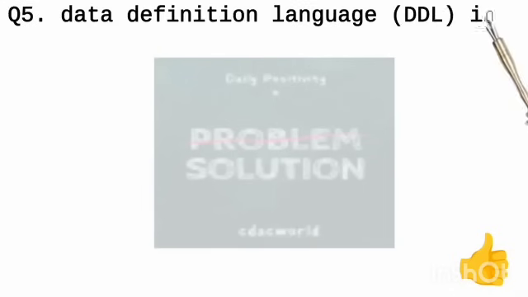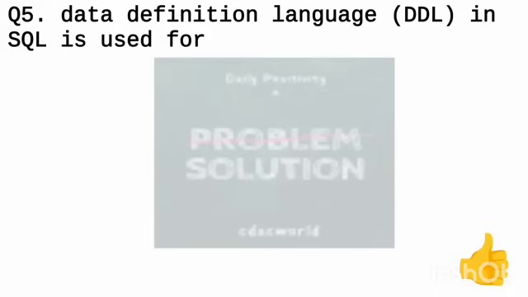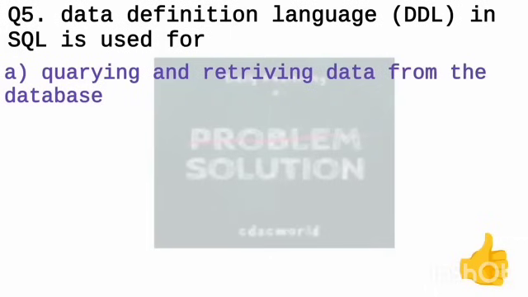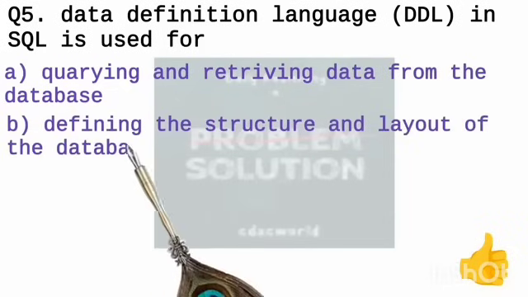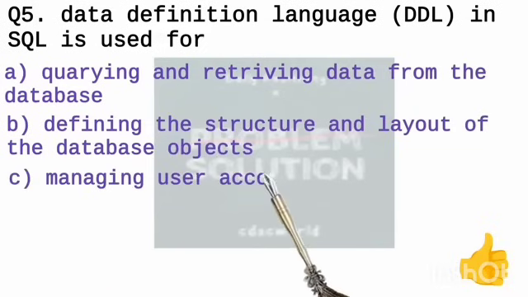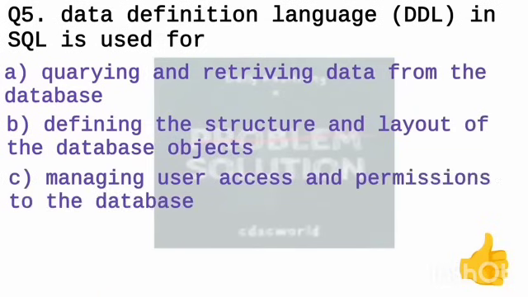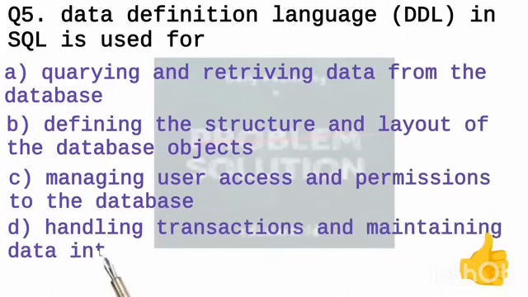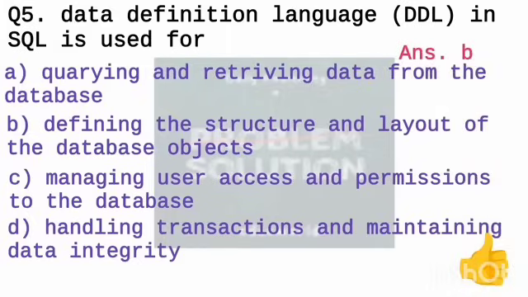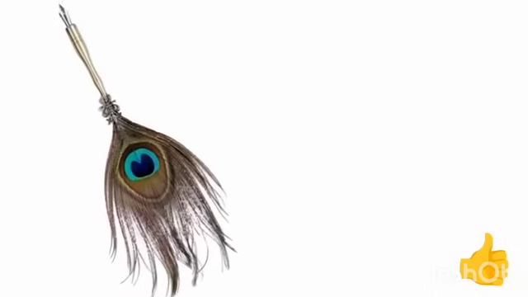Query number 5. Data definition language in SQL is used for: option A, querying and retrieving data from the database. Option B, defining the structure and layout of the database objects. Option C, managing user access and permissions to the database. And D, handling transactions and maintaining data integrity. And the answer is B, defining the structure and layout of the database objects.